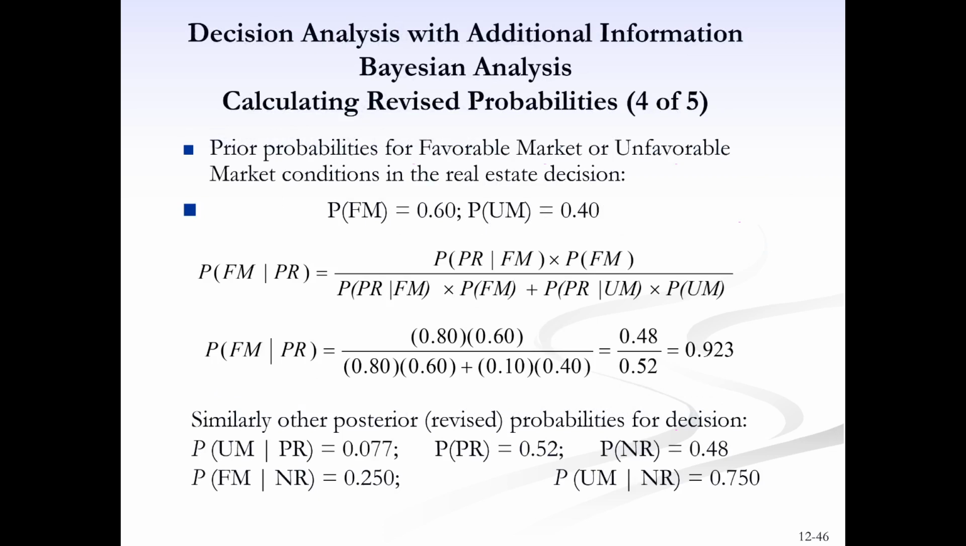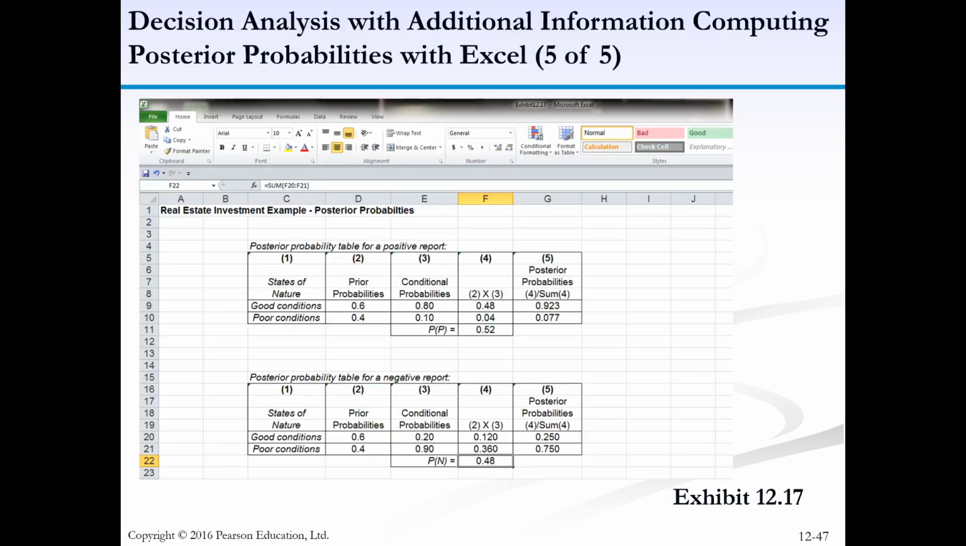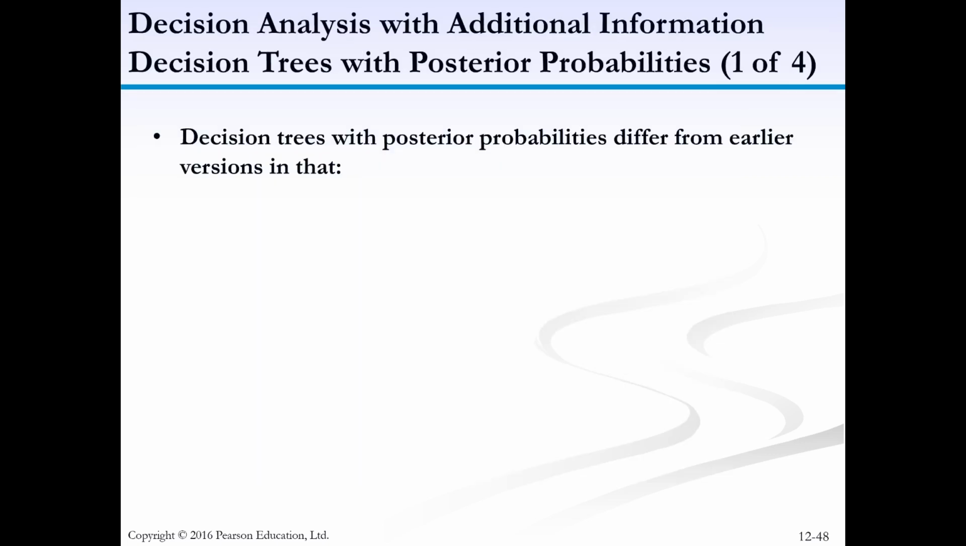Probability of getting favorable market, the initial probabilities, the prior probabilities, are this one. And then we have probability of getting favorable market given that positive report has come, which is now 0.923, and the rest of the probabilities are worked out. And finally, we can use Excel also to calculate these posterior probabilities.